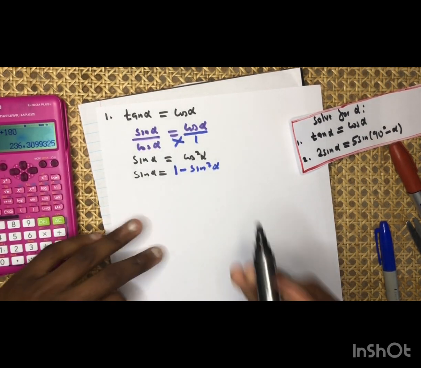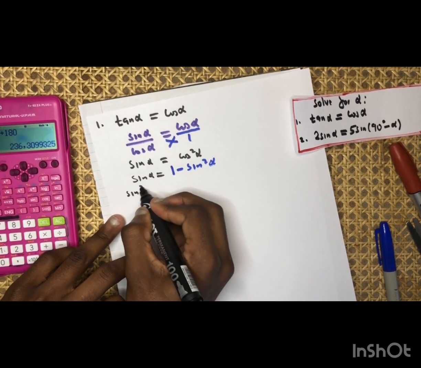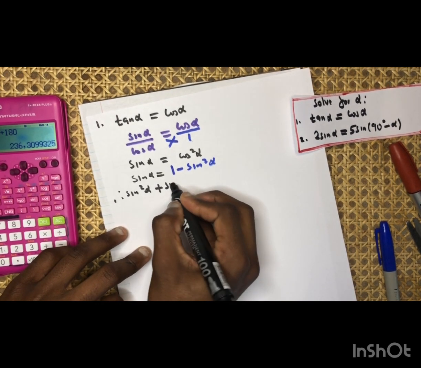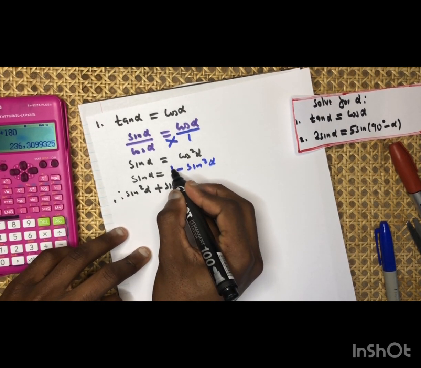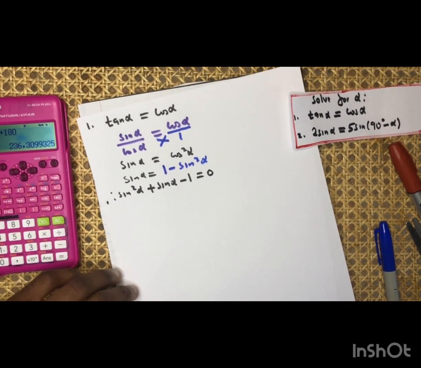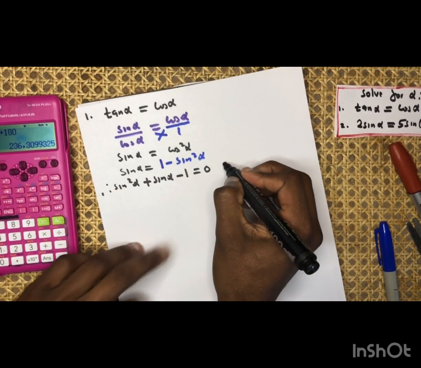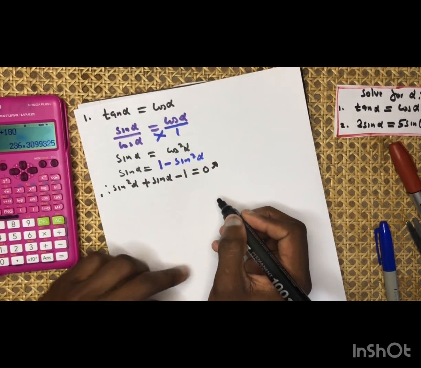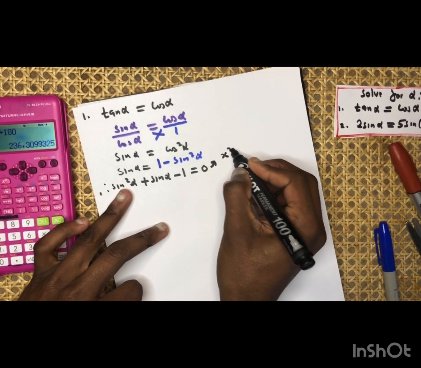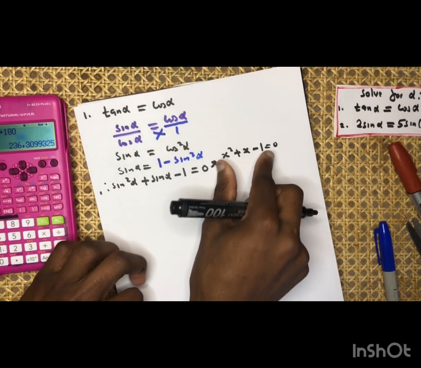If we transpose negative sine squared to this side, it's going to be positive sine squared alpha, then plus sine alpha. Then if we transpose 1 to this side, it's going to be minus 1, then equals to 0. Understand, guys? This is your algebra. That's why I was saying you must remember your algebra. So this is the same as x squared plus x minus 1 equals to 0. Can you see that, guys?